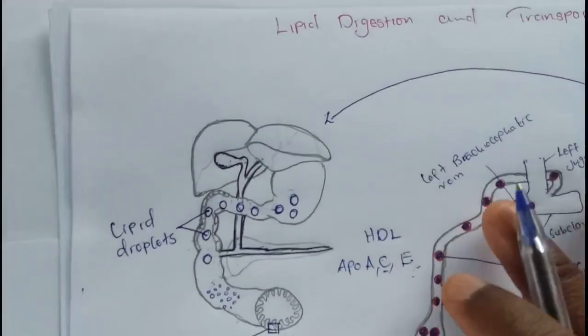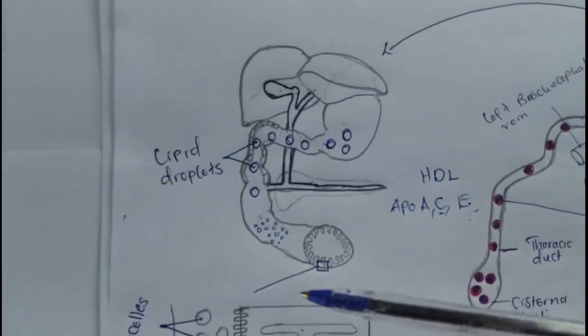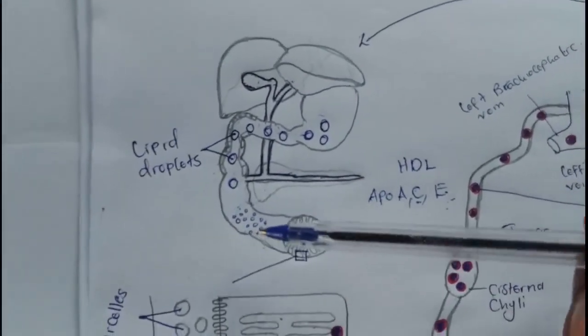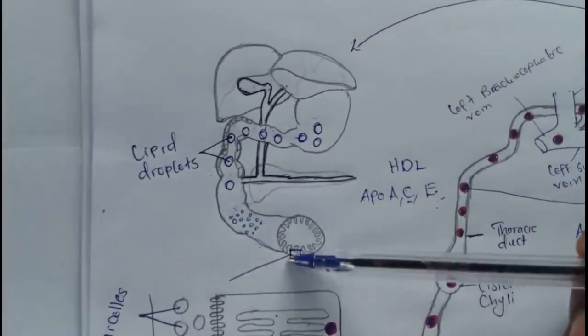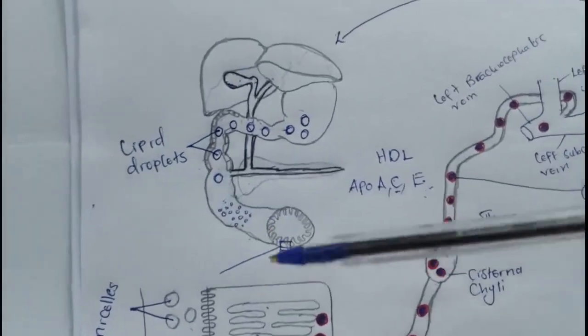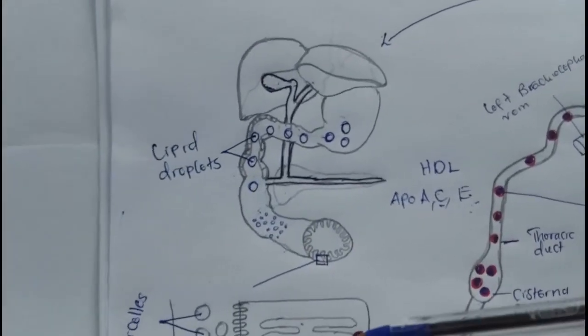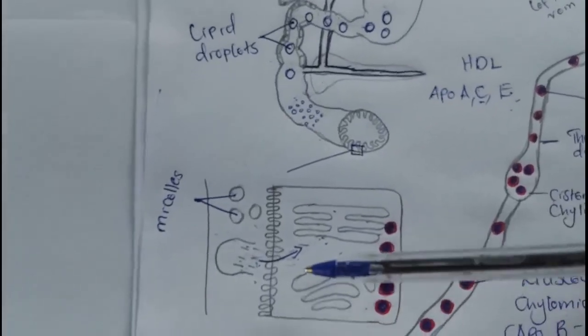After that happens, since they've been broken down by the pancreatic lipase, we need those fatty acids and glycerol to be absorbed into the cells of the intestinal tract. For them to be absorbed, they cannot just be absorbed directly.